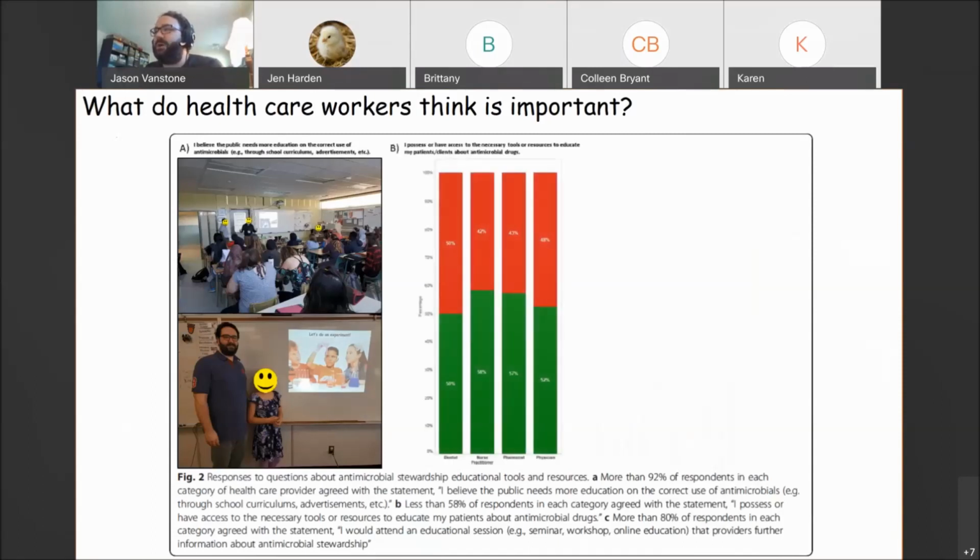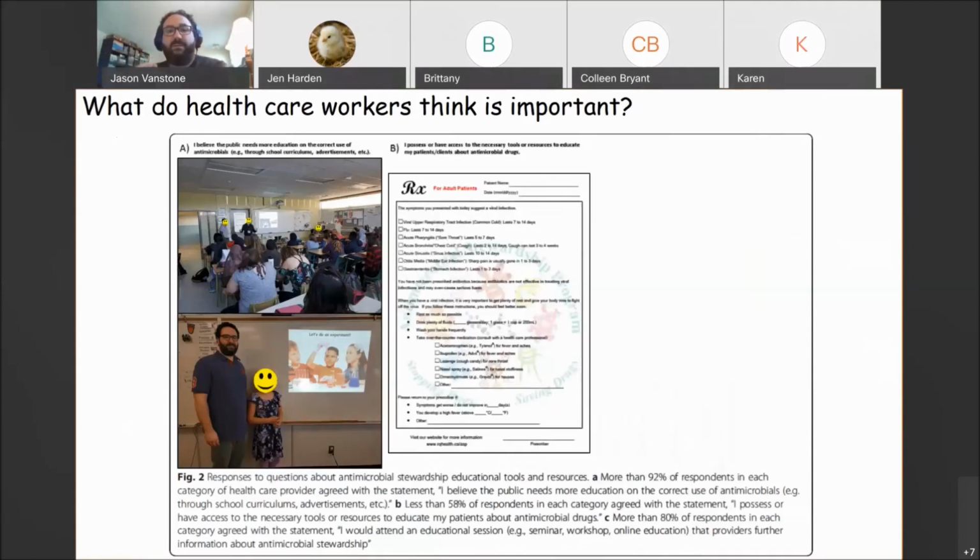The next statement was, I possess or have access to the necessary tools or resources to educate my patients about antimicrobial drugs. So basically asking them, do you feel like you've got all the tools necessary to have those conversations with your patients and help them understand the proper use of antibiotics? And much less agreement on that one. You can see only up to, I think it was 58% amongst nurse practitioners agreed that they had the necessary tools. So that took us down the path of creating some of these.